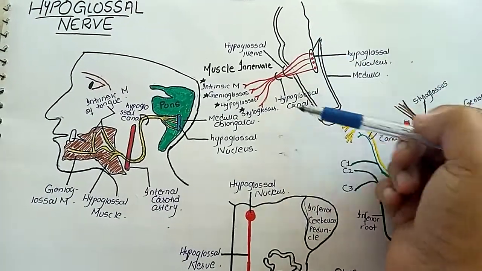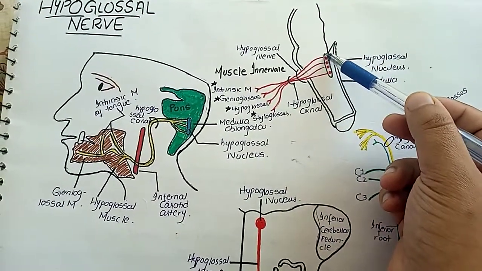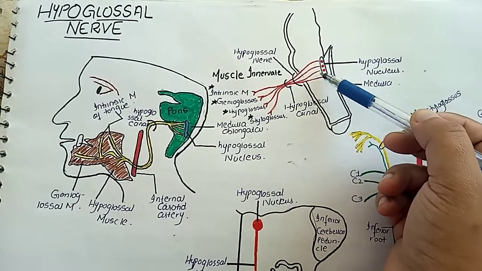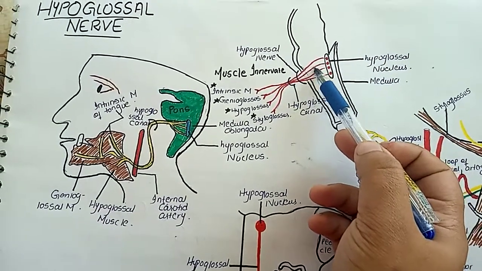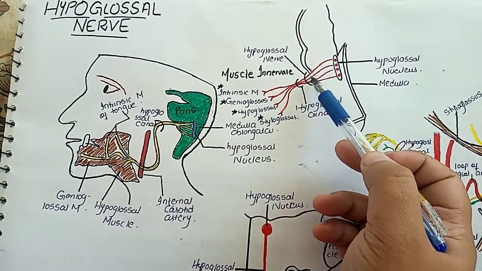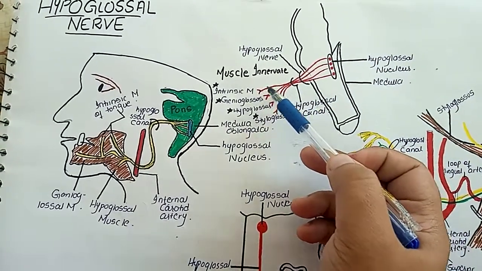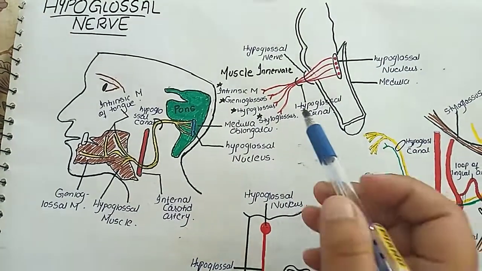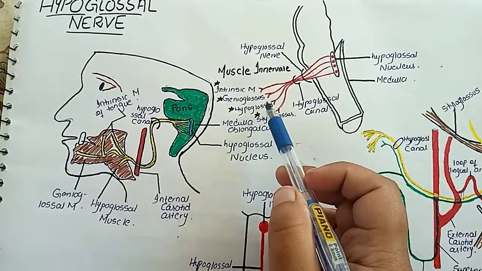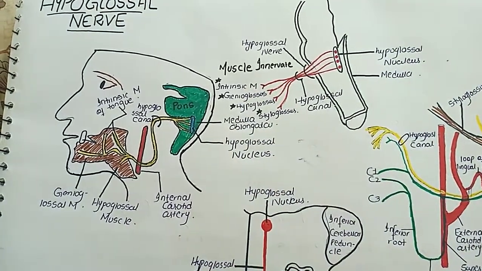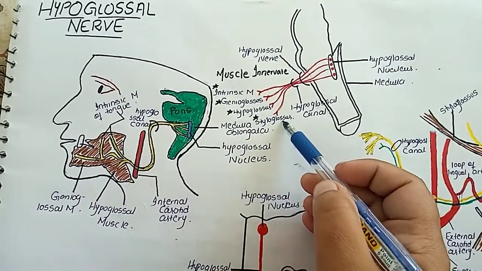This is the brainstem, and this is the medullary part of the brainstem, and here is the hypoglossal nucleus of the hypoglossal nerve. From the hypoglossal nucleus emerges the hypoglossal nerve, which leaves the medulla and passes through the hypoglossal canal and gives innervation to the intrinsic muscles of the tongue and three extrinsic muscles, which are the genioglossus, hyoglossus and the styloglossus, except the palatoglossus, which is supplied by the vagus nerve.